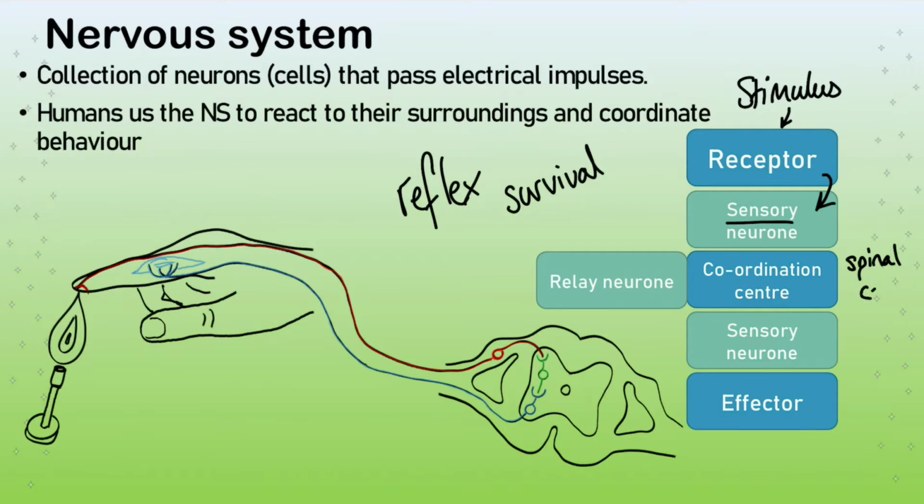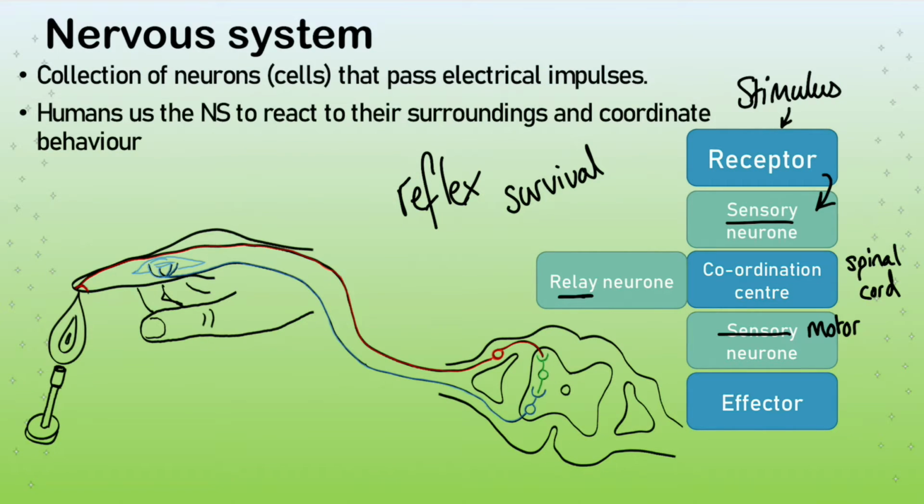Now it can be the spinal cord, it can be the brain, but for a reflex we don't want to waste time sending information up to the brain. We want to get it to the spinal cord and back out again. So for reflexes we have a really nice pathway. It goes from the sensory neuron to something in the coordination center called a relay neuron, which relays the message. I've got a mistake here, shocking. It relays the message via a motor neuron to an effector.